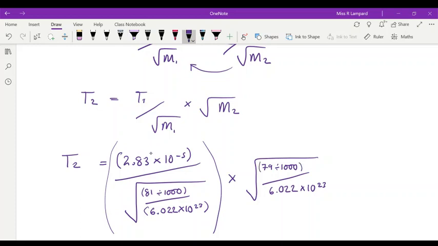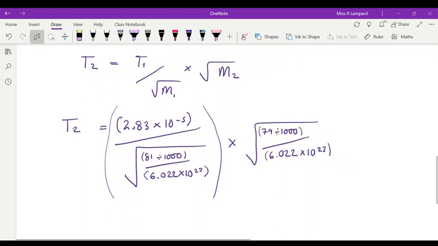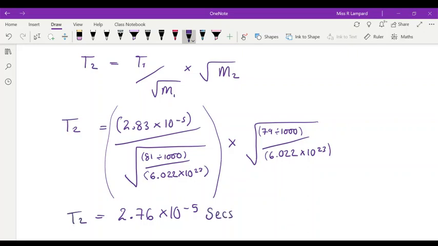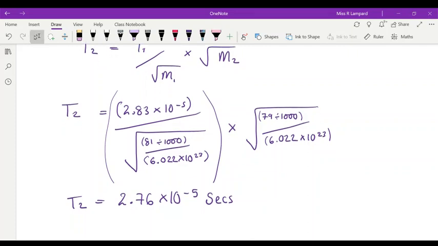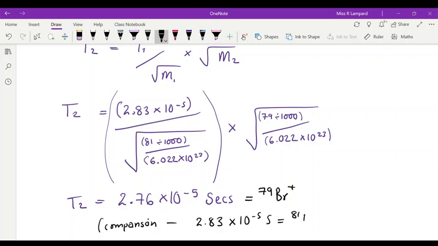And we put that into the calculator and our answer comes out as 2.76 times 10 to the minus 5 seconds. That's T2. Now if we compare that to the value of T1, which is 2.83 times 10 to the minus 5 seconds, the 2.76 times 10 to the minus 5 seconds is for 79Br plus, whereas the 2.83 times 10 to the minus 5 seconds is for 81.